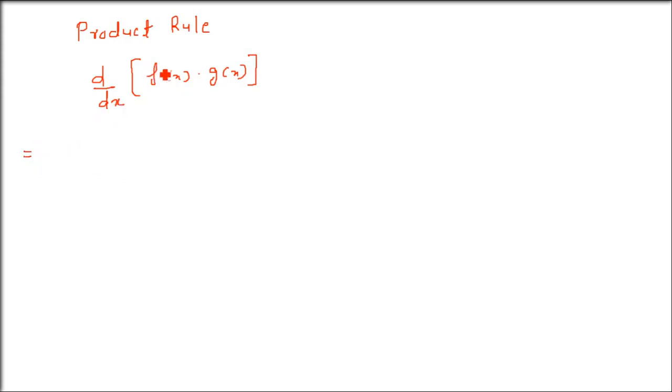So how do we do this? First take f(x) outside, write this f(x), then next time you take this g(x) outside. First f(x) outside, then g(x) outside. Then what is remaining? If you take f(x) outside, g(x) will remain. So d by dx of g(x).